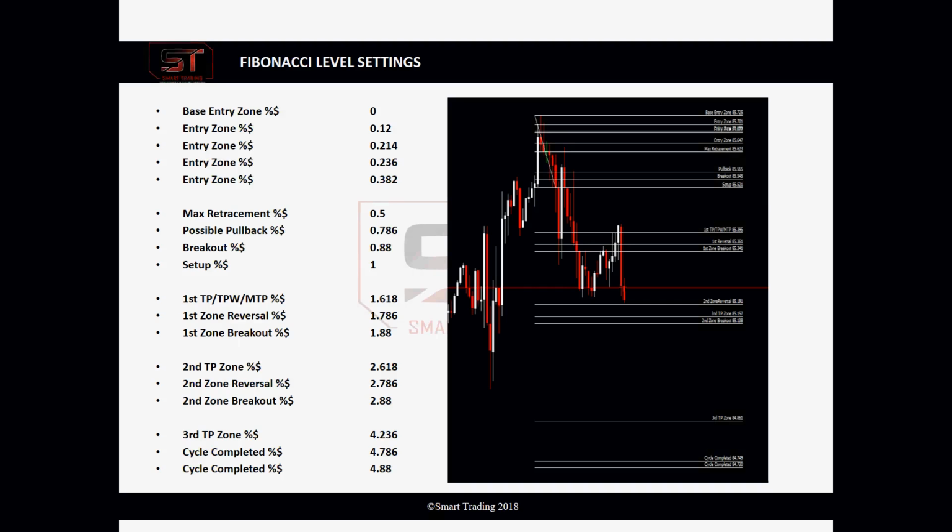I'll give it 5 or 10 seconds for you guys to take a screenshot of the settings so you can key into your MetaTrader.